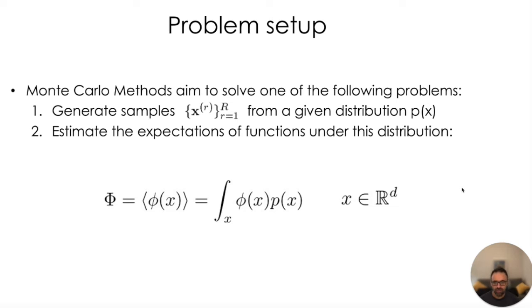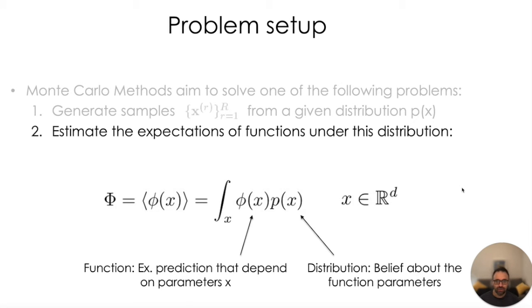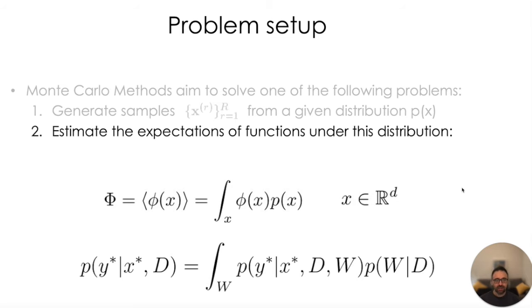With Monte Carlo methods, what we are trying to do is to solve two things: generate samples from any given distribution, or estimate expectations of functions under this distribution. The second point is this integral. So again, the function phi is going to make an inference or a prediction that depends on the parameters x, and there is a distribution which is our beliefs about the function parameters. And again, this is the same we saw in our Bayesian inference setup, right? P of x could be our posterior of the parameters w, and phi could be our prediction function that depends on those parameters.